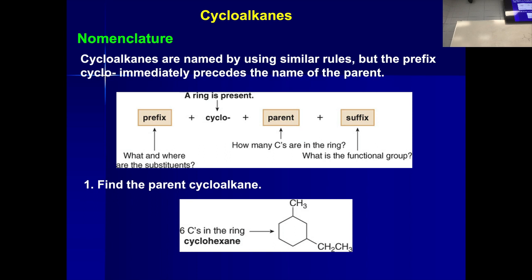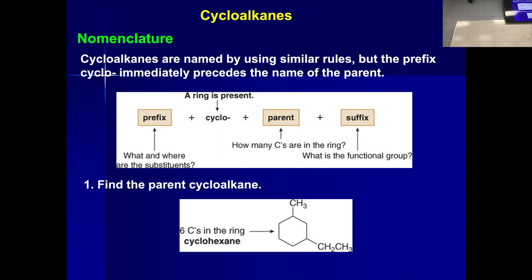So let's see, 1, 2, 3, 4. Nah. 1, 2, 3, 4, 5. 1, 2, 3, 4, 5, 6, 7, 8. Maybe, right? 1, 2, 3, 4, 5, 6, 7, 8, 9. Now, it looks like 9 is going to be the longest chain, right? So I'm going to circle that. Okay? And I'm going to circle it in purple. Almost made a faux pas. There we go. Right? 9 carbons.